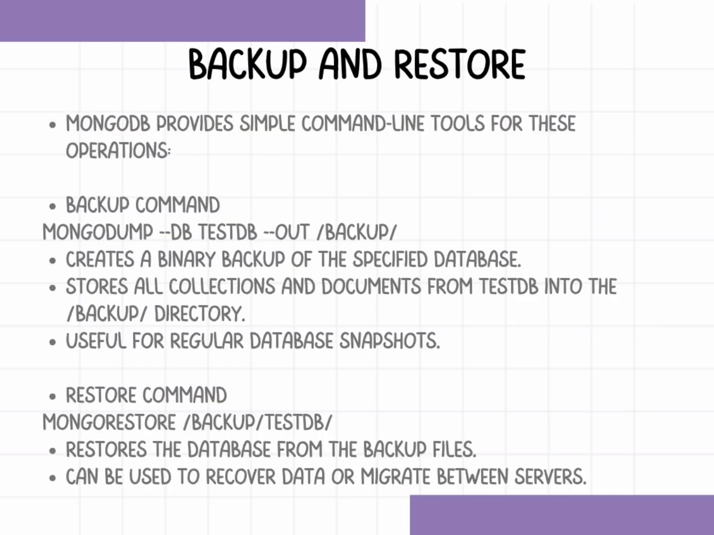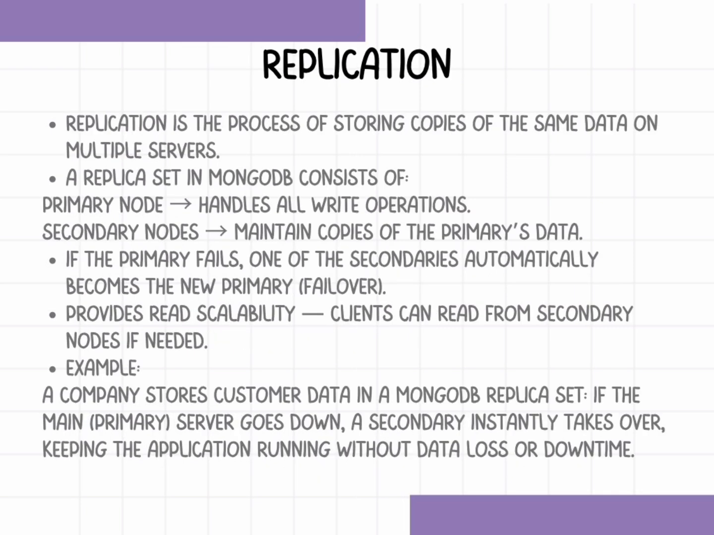Now MongoDB provides simple CLI tools like backup and restore. Backups are crucial for data safety and migration between servers. Replication ensures data availability and fault tolerance. A replica set consists of primary node that handles writes and secondary nodes that store copies of data. If the primary fails, one secondary automatically becomes the new primary, ensuring zero downtime. This is how MongoDB maintains reliability for mission-critical applications.